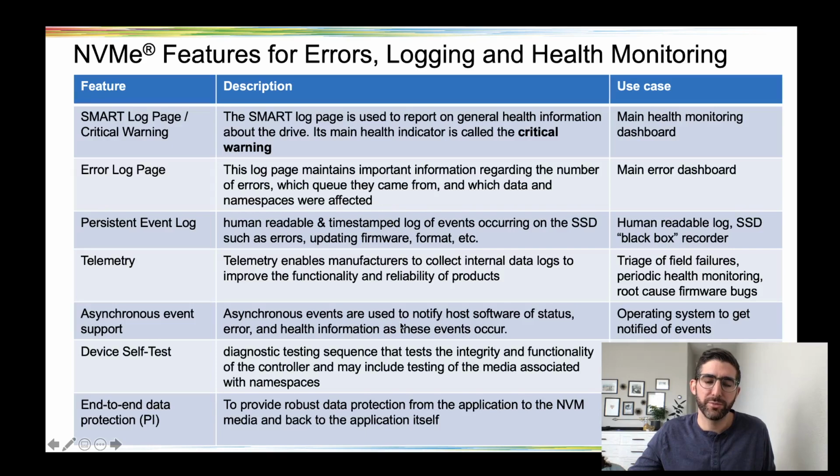And then, part of this whole NVMe operating system support is asynchronous event support. So basically, when things happen, the drive can notify the host of events. And this can be used in different operating systems to trigger things like dmesg in Linux or an event log in Windows. Asynchronous events can happen to let the operating system know when things go wrong.